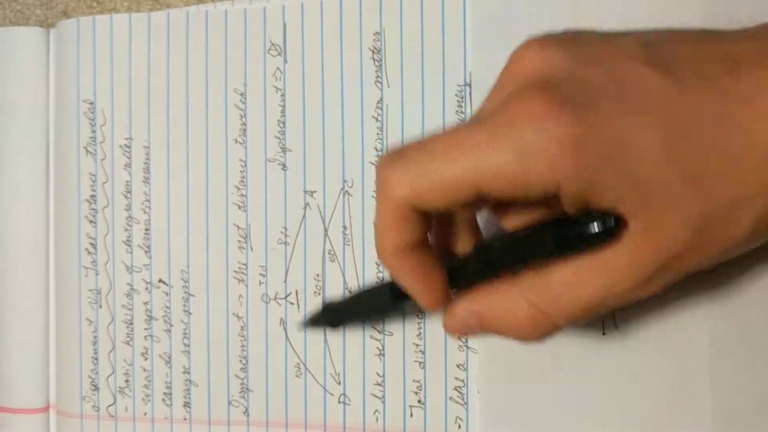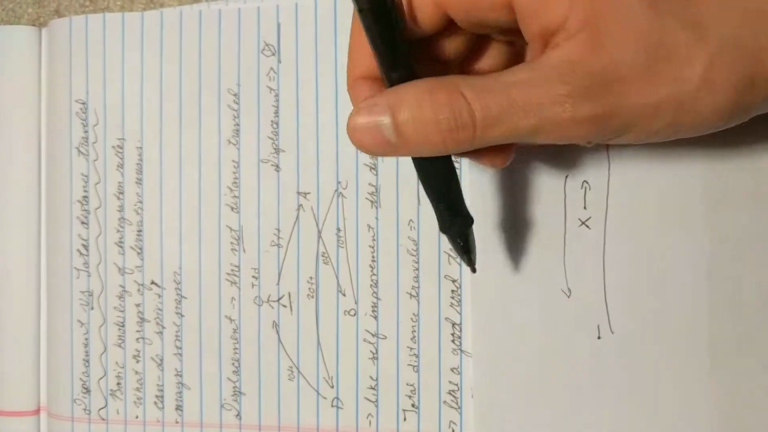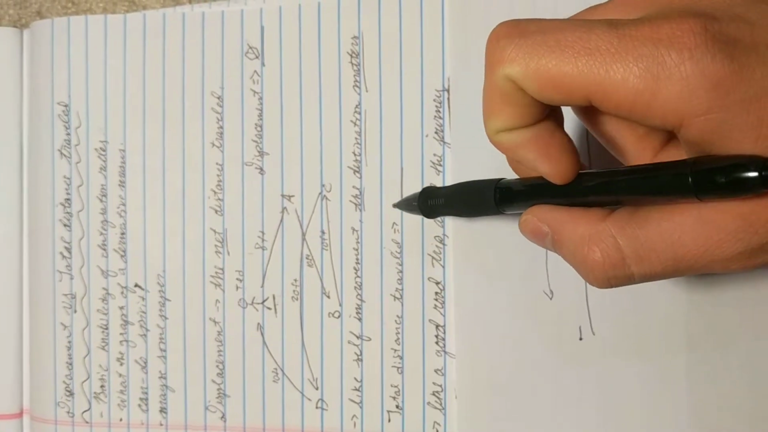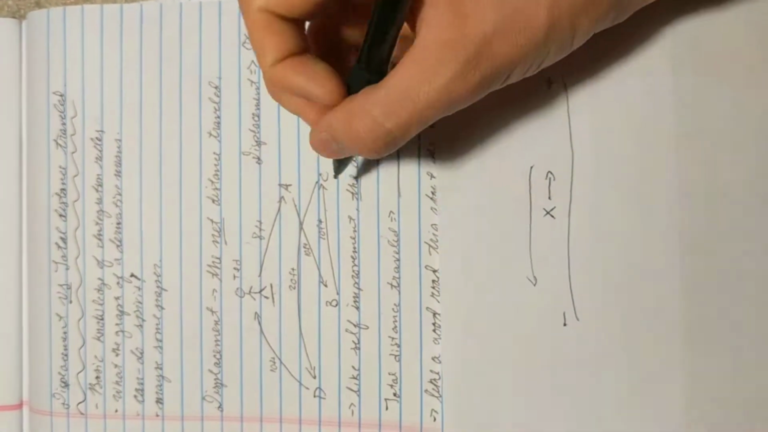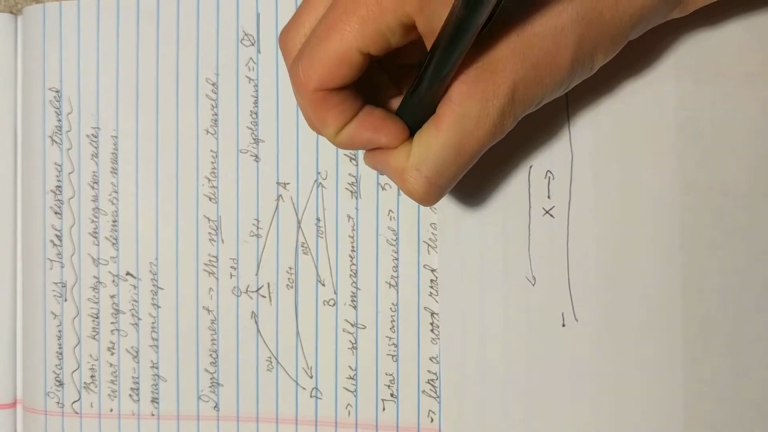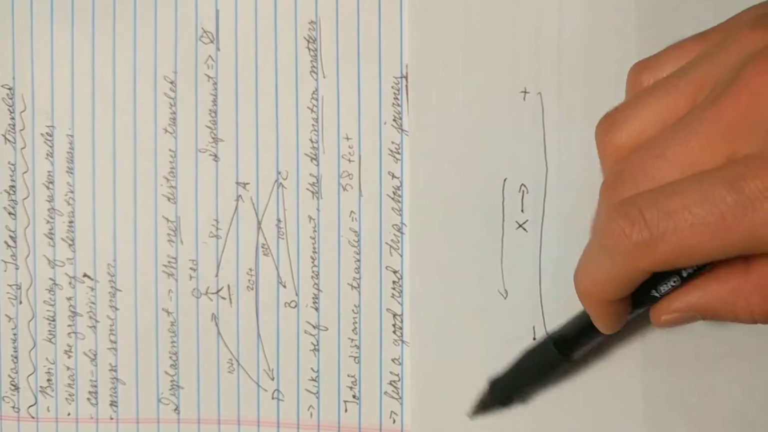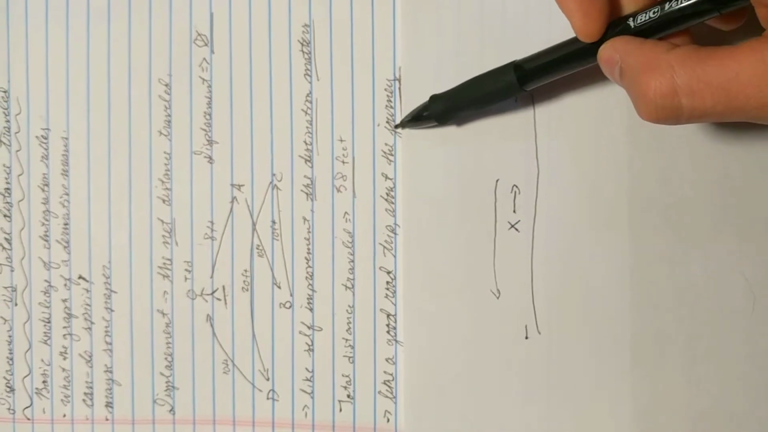Right? Doesn't matter if it's in the negative direction or the positive direction. Total distance traveled just cares about how many feet you managed to travel on your journey. So the total distance traveled in this case would be 58 feet. Lovely. And I like to think of total distance traveled like a good road trip. It's about the journey. The destination doesn't really matter.